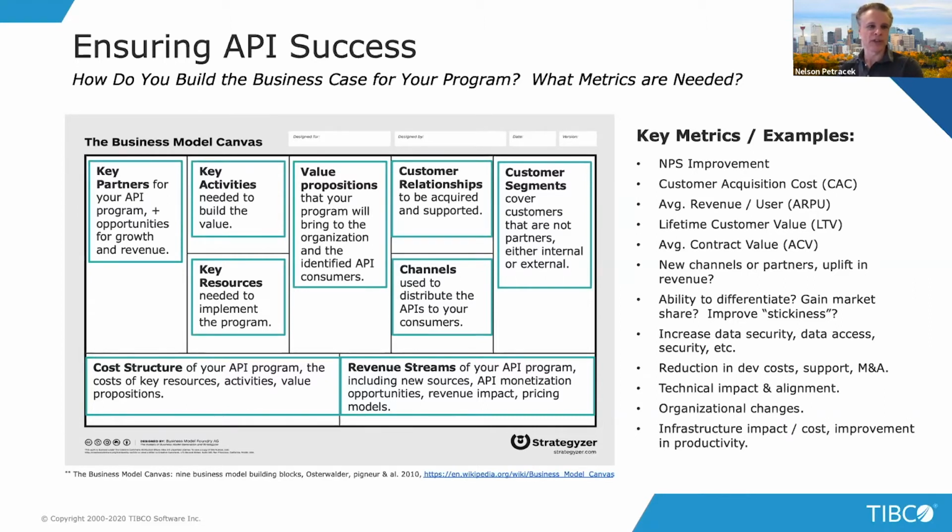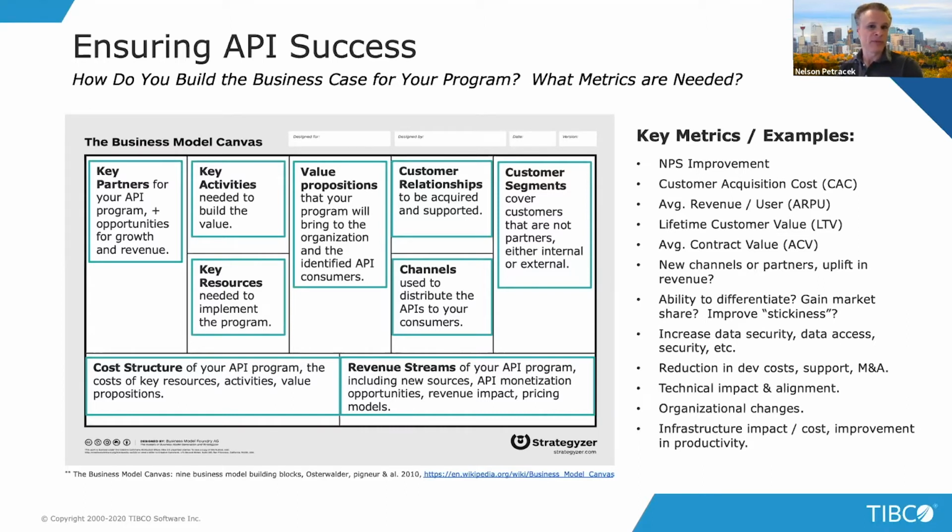Right? So you want to look at things like, who are my key partners for the API programs? What opportunities do I have, both internal and external? And what key activities do I need in order to achieve that value? Not only activities, but resources. Right? Who do I need to help me achieve that value? What are the value propositions that an API program is going to bring? Right? And again, that can be both internal facing and external facing.